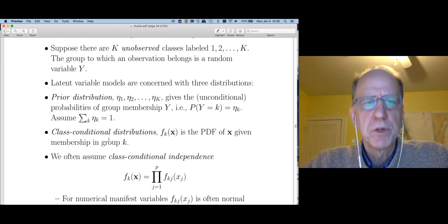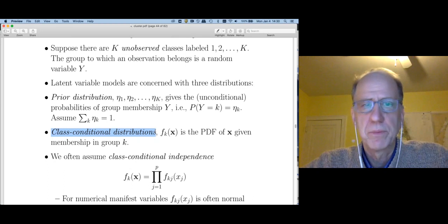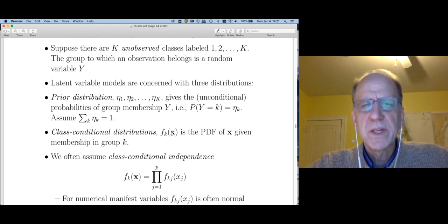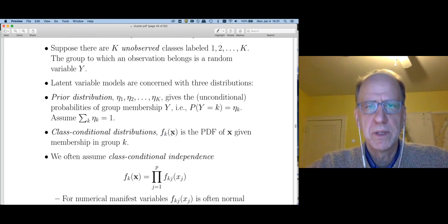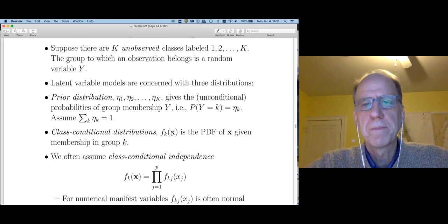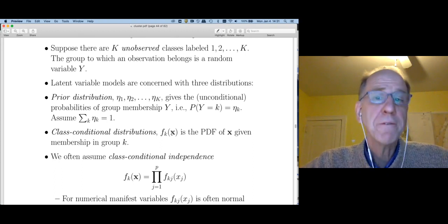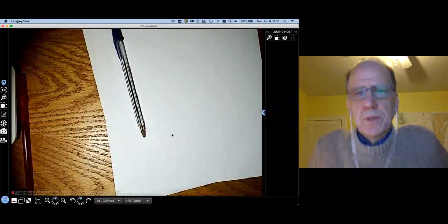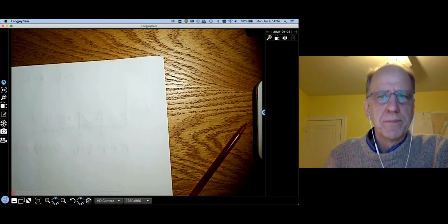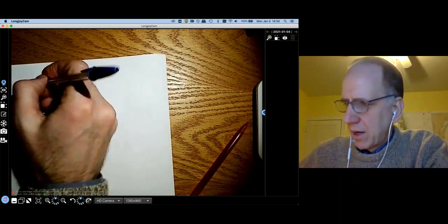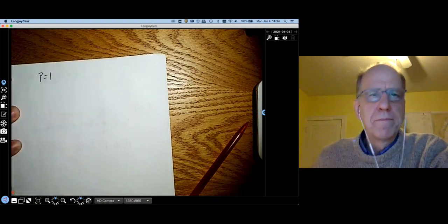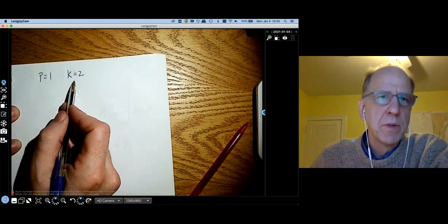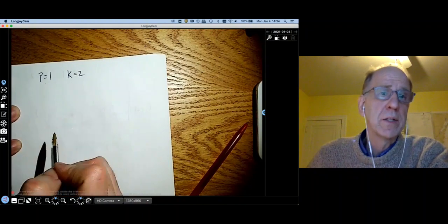The second type of distribution is called the class-conditional distribution. I'm going to denote this by f sub k at x. What the class-conditional distribution tells me is, if I know that you are from class little k, f sub k at x tells me the PDF. The picture to keep in mind is as follows. Let me illustrate these distributions with a simple example. Let's take p equal to 1. We're going to take big K equal to 2. So I've got one manifest variable and there are 2 unobserved classes.